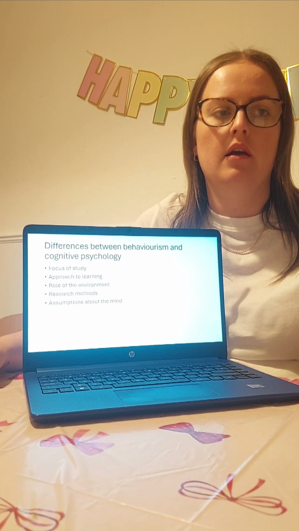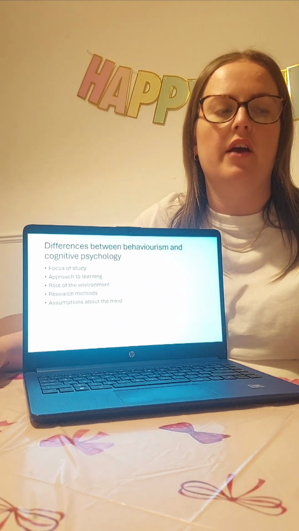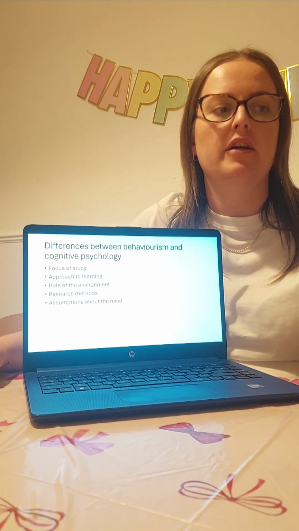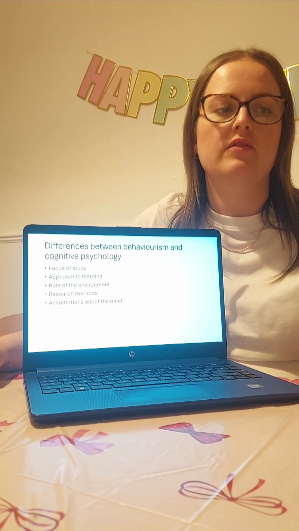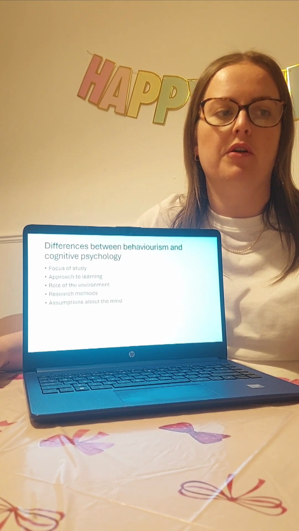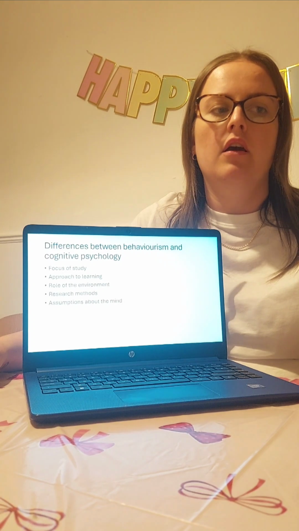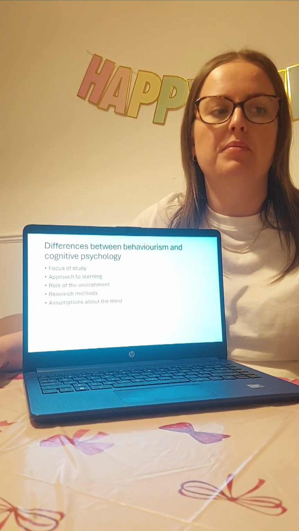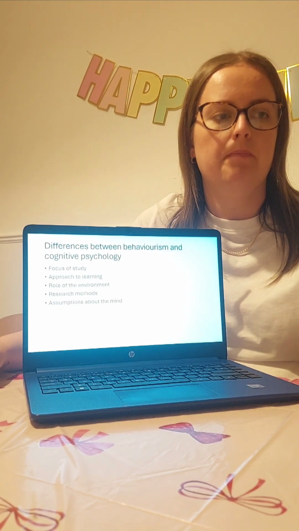Approach to learning. Behaviourism sees learning primarily as a process of conditioning, either classical or operant. It focuses on how behaviours are acquired or modified through associations or reinforcements. Cognitive psychology sees learning as an active process involving the mind's processing of information. Cognitive psychologists focus on concepts like schemas, mental representations, and cognitive structure to explain how learning happens.